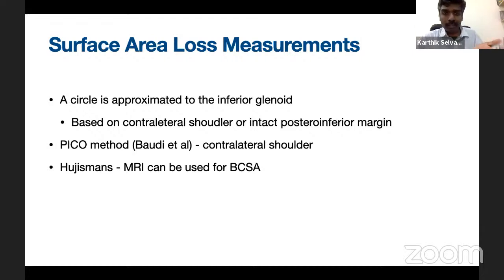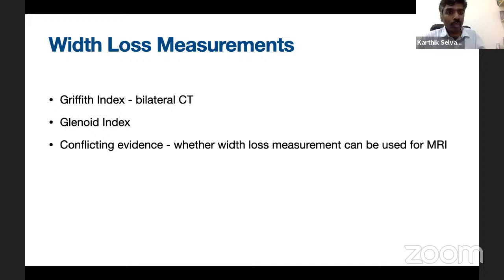PICO method, use the contralateral shoulder. And the one thing I found in literature is that there is conflicting evidence whether width loss measurement can be used on MRI. For a surface area method, they seem to suggest that MRI is equal or not too bad. The only thing is, in minor bone loss cases, MRI can be just used.